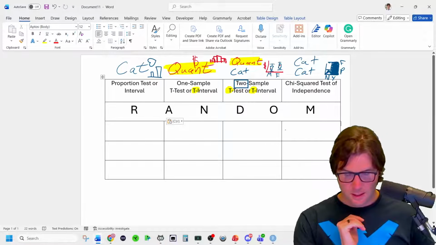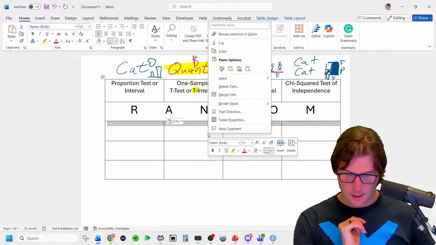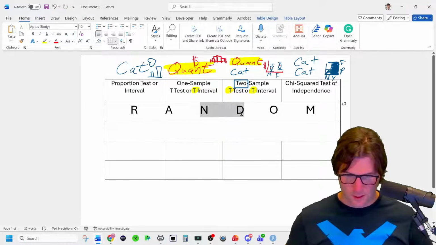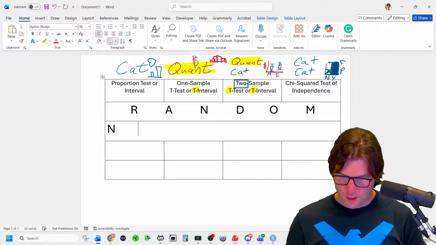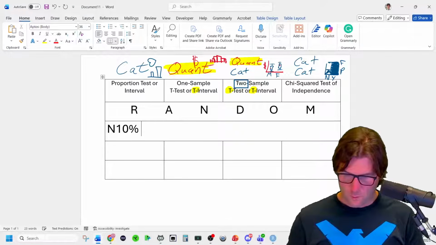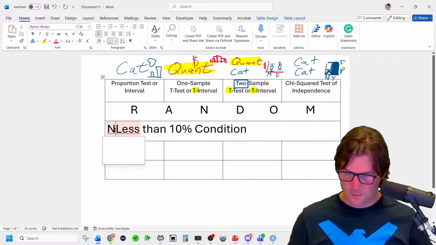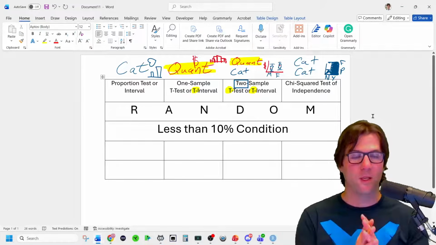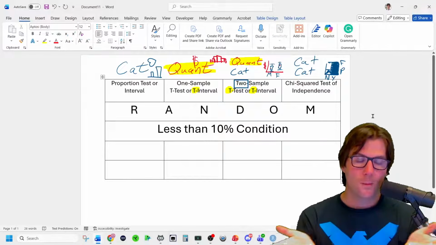And then the next condition, condition 2, is 10%. So we're going to merge these cells, and then we're going to put the 10% condition right here. What does the 10% condition mean? Let's talk about what these conditions mean. What does random and 10% condition mean? We'll call it the less than 10% condition. I don't want to skip over any of these too quickly, lest someone's like, wait, I don't know what that means. Random means we took a random sample.